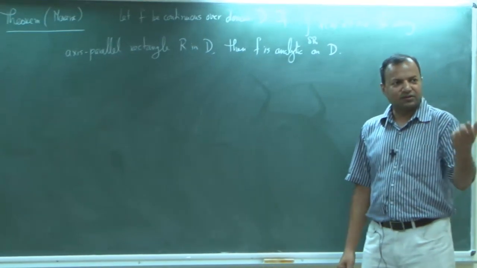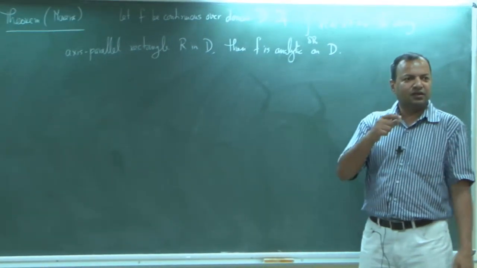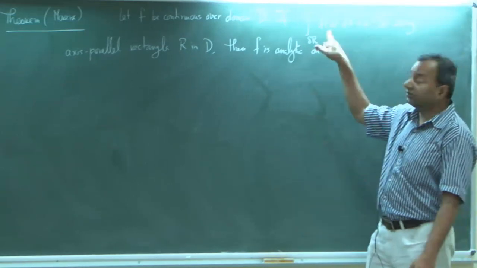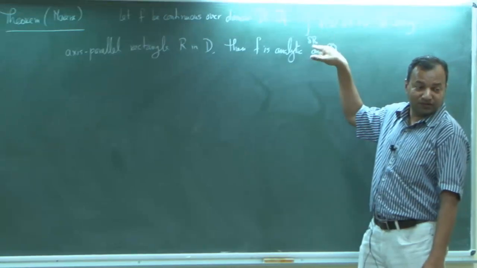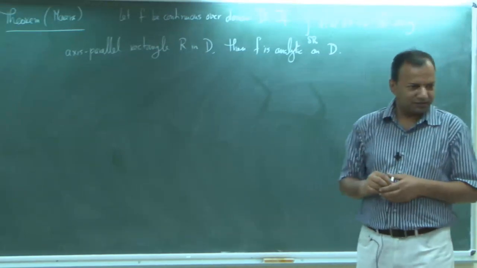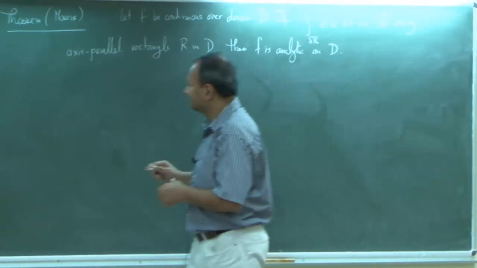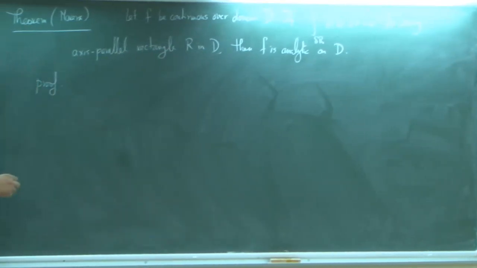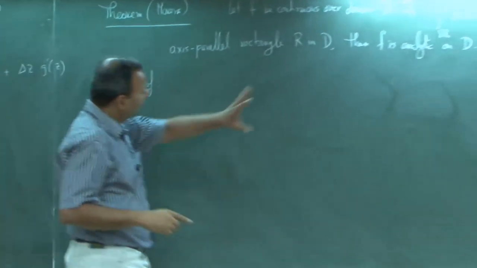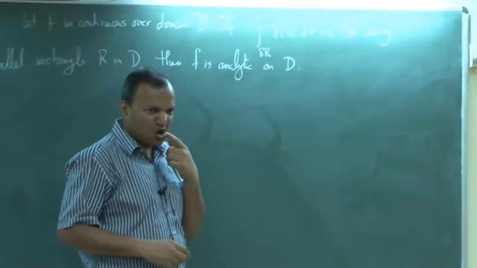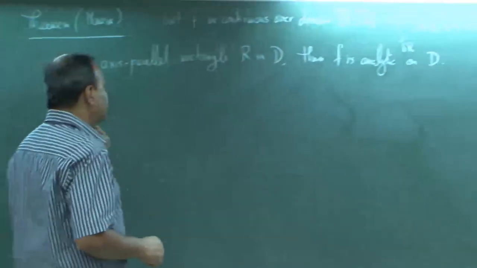It is a strong converse, because if f is analytic on D, then for any closed curve inside the domain D, this integral is 0. Whereas, here we only require it being 0 along the axis parallel rectangles. Is that clear? Why this is a strong converse? We do not even need the assumption that the integral is 0 along every closed loop.